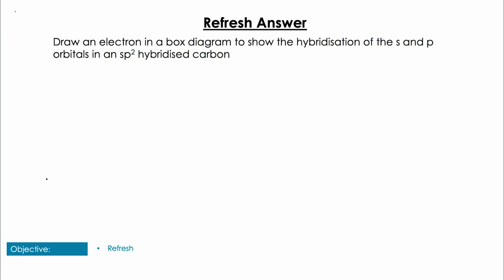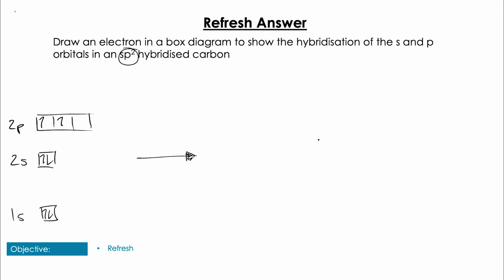Okay, so thinking about this question, if we draw out the electron configuration that we would expect for carbon using a regular electron in a box diagram, we end up with 2 electrons in the 1s, 2 in the 2s, and 2 in the 2p. Now when we've got an sp2 hybridized carbon, of course, we're going to combine the 2s orbital with 2 of the 2p orbitals, but leave 1 of the 2p orbitals unhybridized, giving us 4 electrons spread equally across those orbitals.